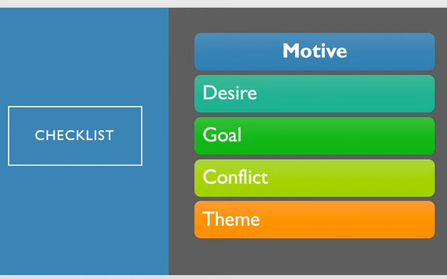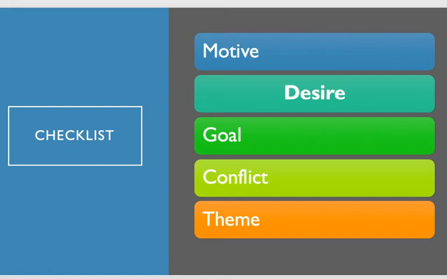Maybe you've read a book this week, or in the past week or the past month or something. Can you think of what the protagonist's goal was in that book that you read? Did they have motive? Did they have a desire? Did they have goals? Did they have a conflict? And was there an overall theme?